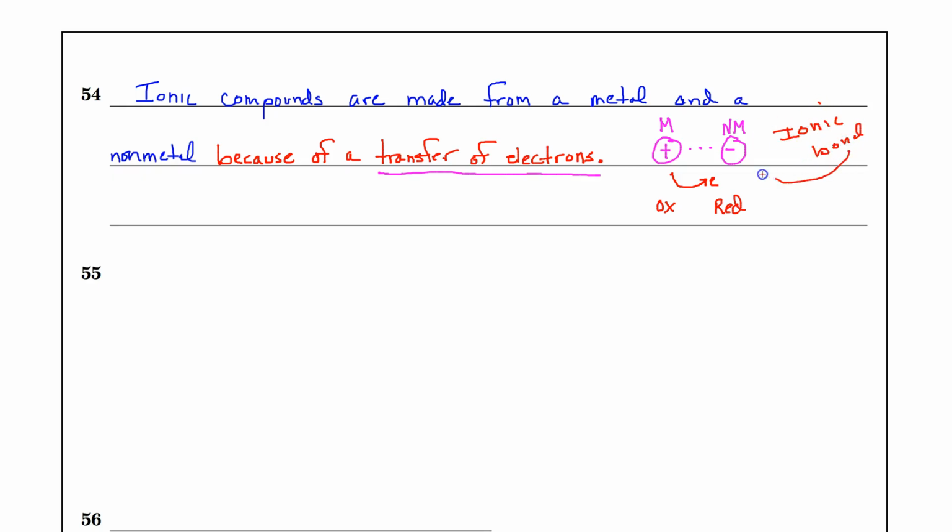So many ways to describe it. Most people just say, it's a metal and a nonmetal, so the bond is ionic. I need you to understand why for other reasons and for other questions. On to number 55.